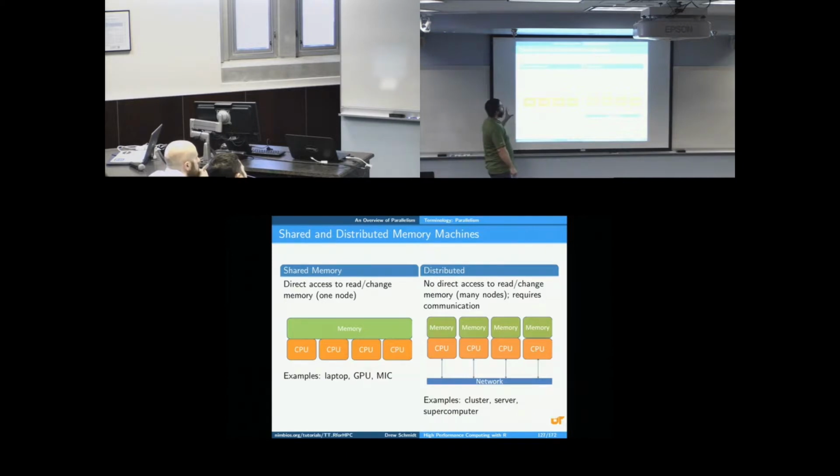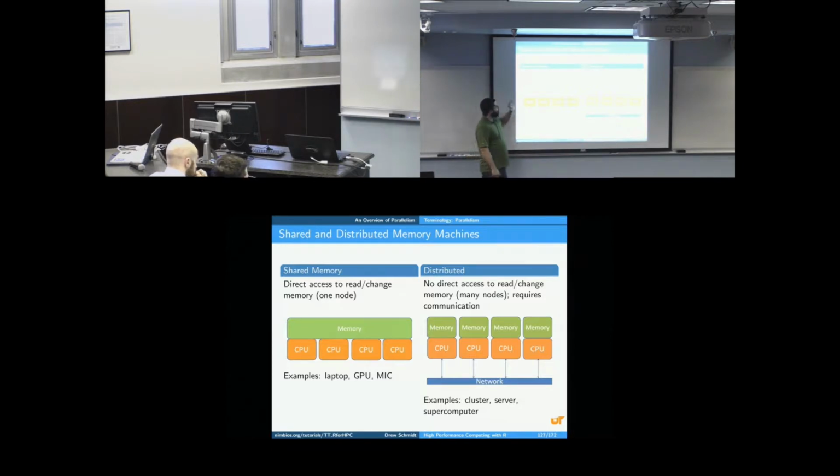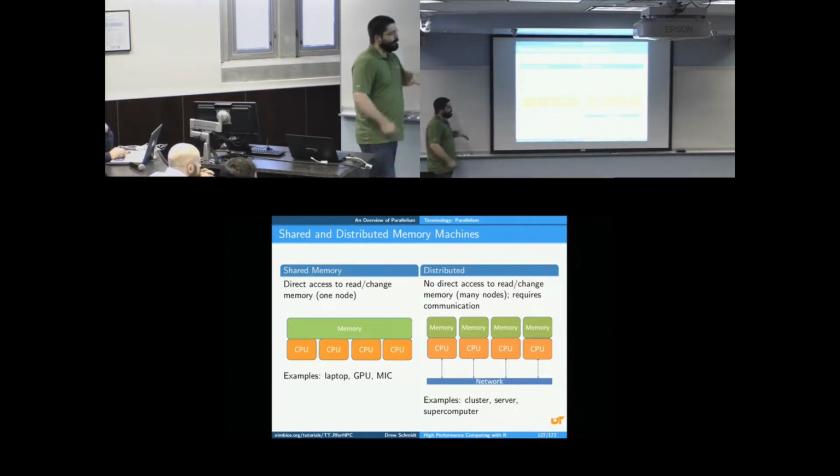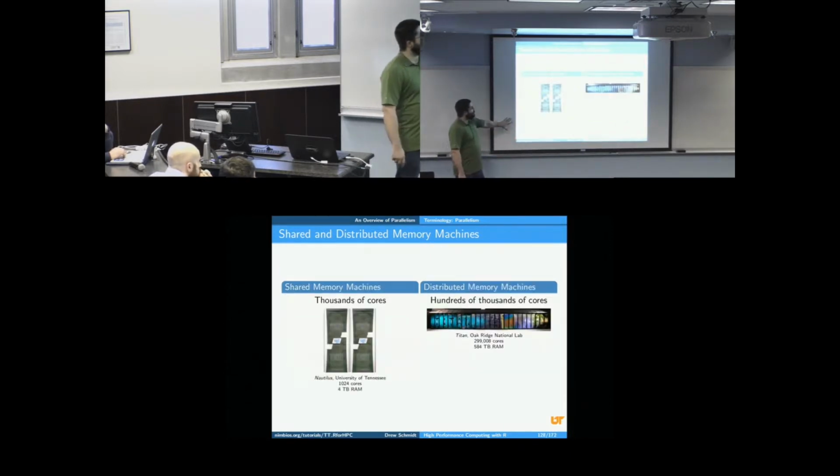So shared memory, we're not going to get hardcore into hardware, but shared memory is like your laptop or your desktop, but not 2 desktops or 2 laptops. The compute resources have some kind of direct access where they don't have to go over a network. In distributed computing, you have to go over some kind of network. Hopefully it's a high-performance network, like a server, a supercomputer, a cluster computer, whatever. So here are some examples. This is a machine at the University of Tennessee called Nautilus.